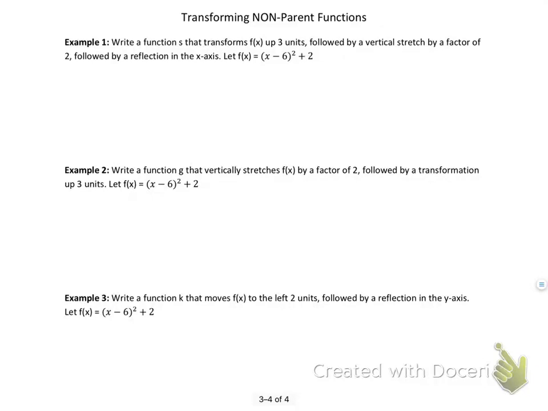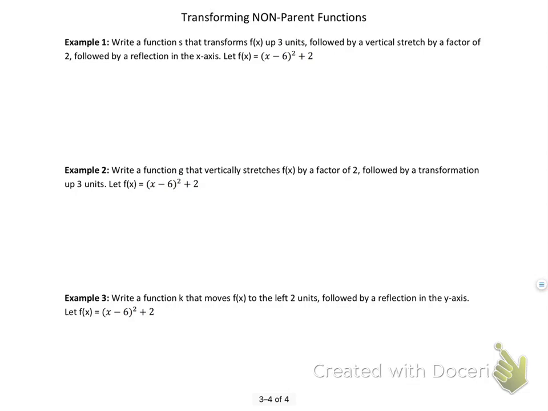Welcome to Chapter 3, Section 1, Transforming Non-Parent Functions. So Advanced Algebra 2 students, this is for you. This is required. Make sure you do it. This is where we're already given a function, and then we have to provide the transformations of it. So it takes a little bit more work. We do have to think harder, and you will see more of these than anything else.